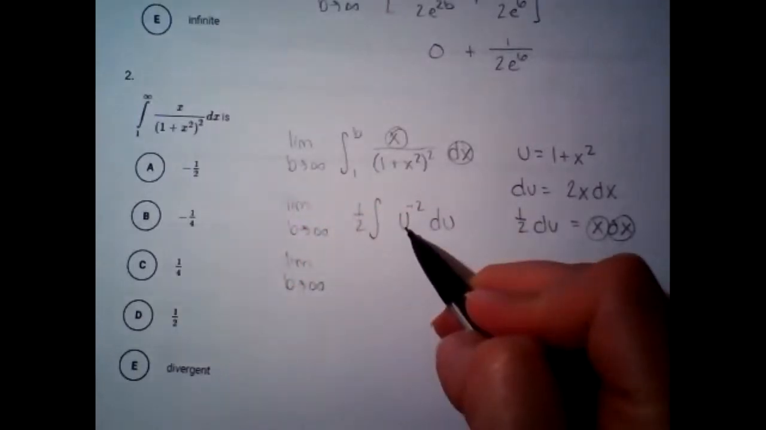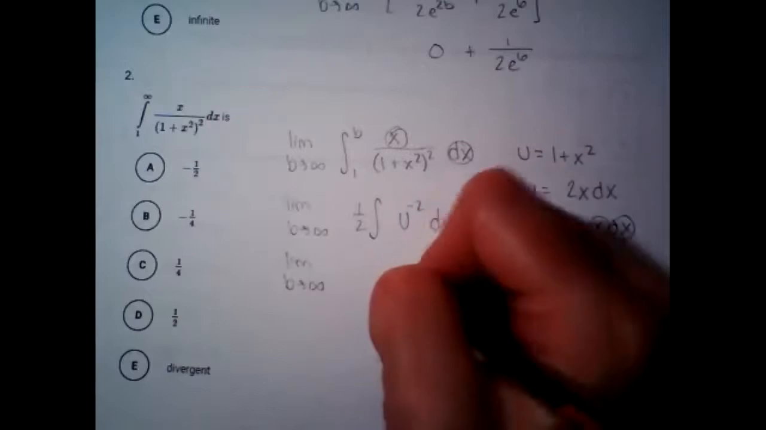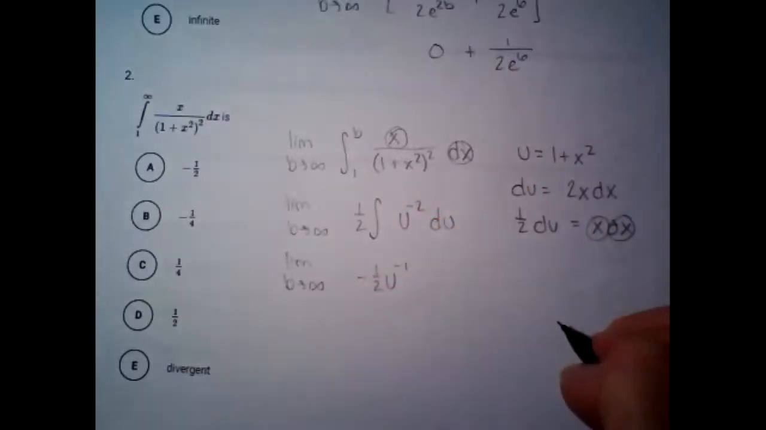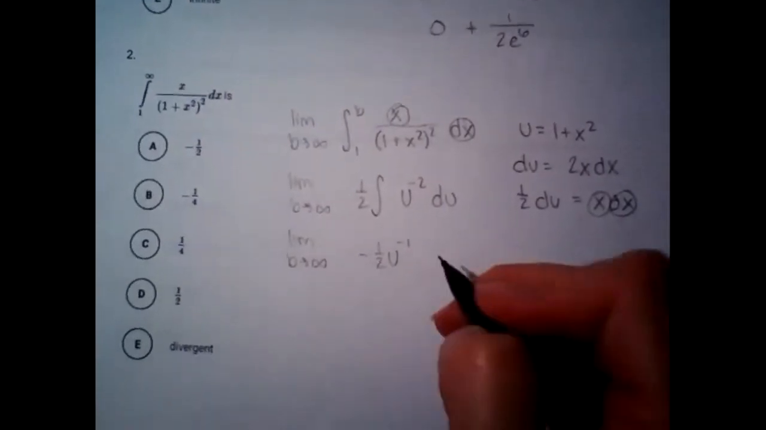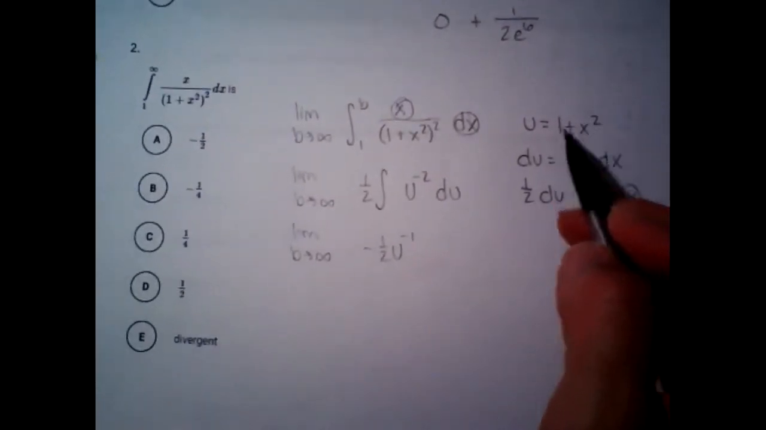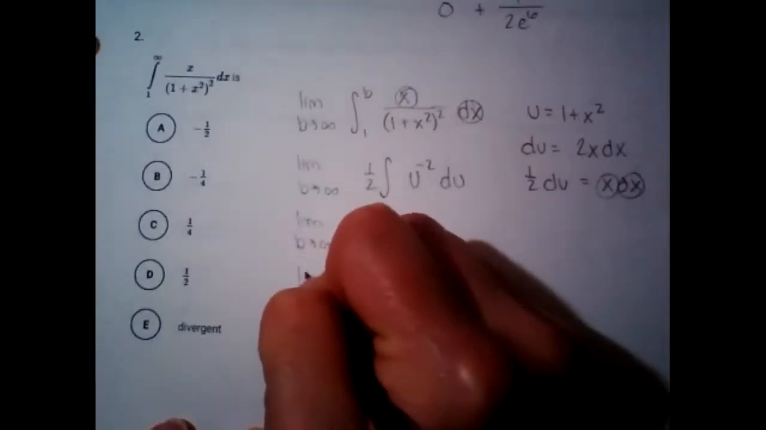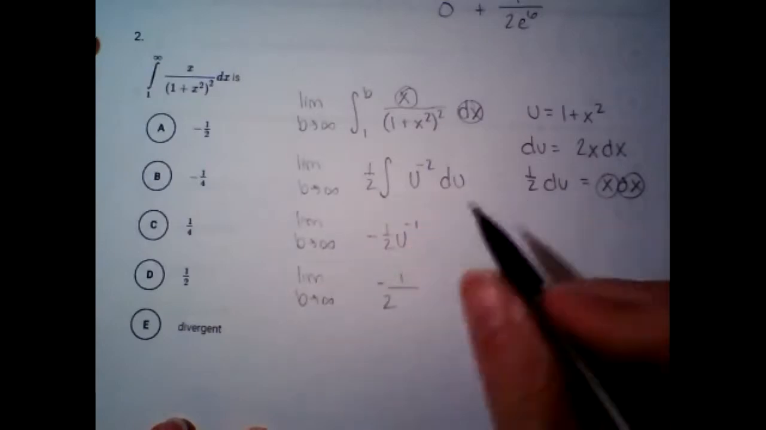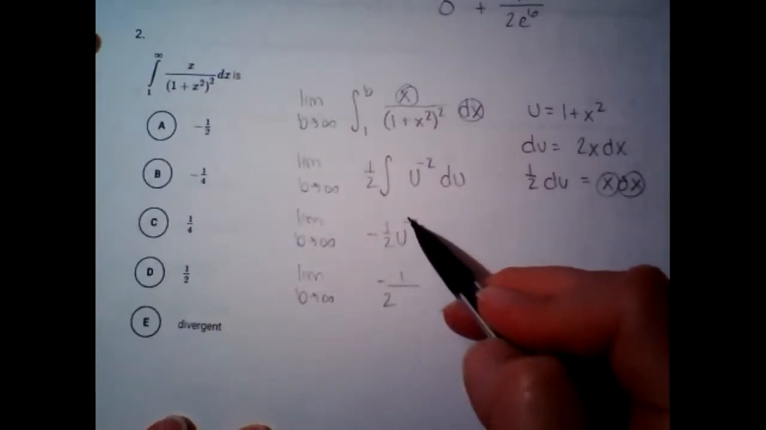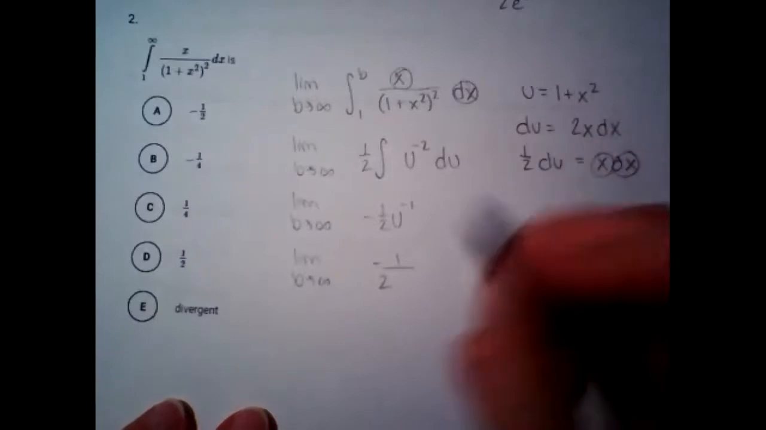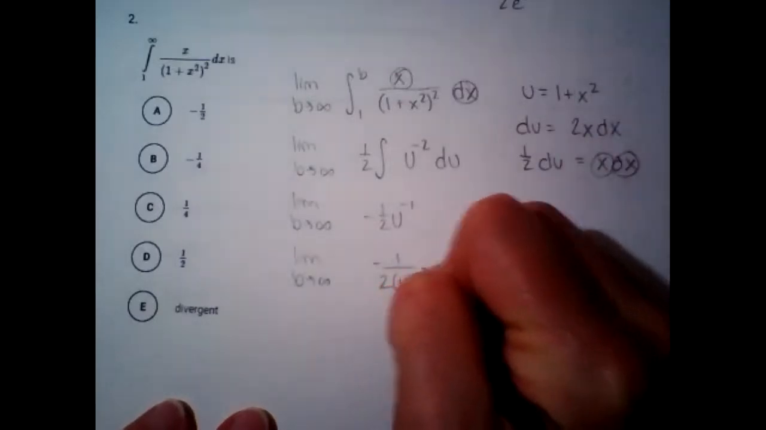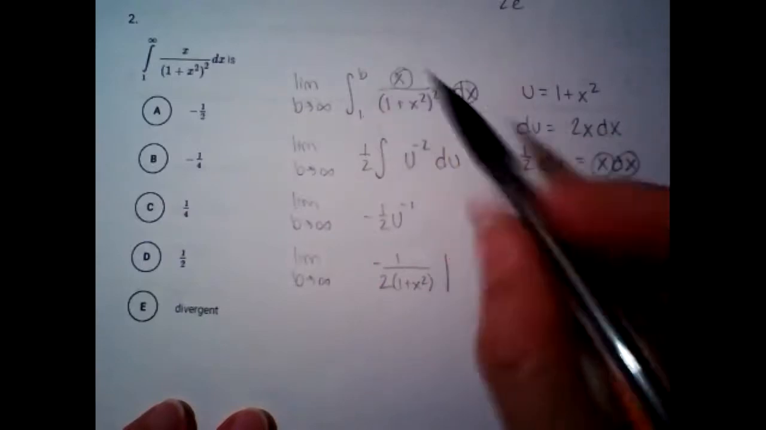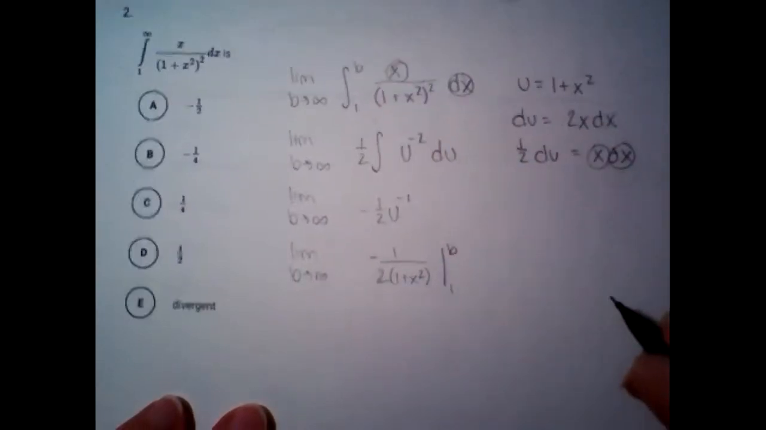So doing that antiderivative, it would be u to the negative first, and then I would need a negative out front. And the 1/2 is just there. And then I need to put this statement back in for u. So it is going to be negative 1/2, and the u statement will go in the denominator because of the negative exponent. So this 1 plus x squared is going to go down there. And my boundaries were 1 to b.